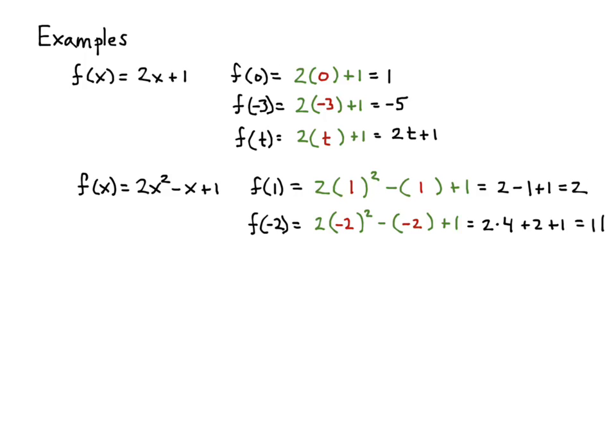2 times 4 plus 2 plus 1 is 11. And it's bulletproof to do it this way. I shouldn't say bulletproof. You have far less of a chance of making a mistake doing it this way than if you do any operations in your head as you're writing these things.